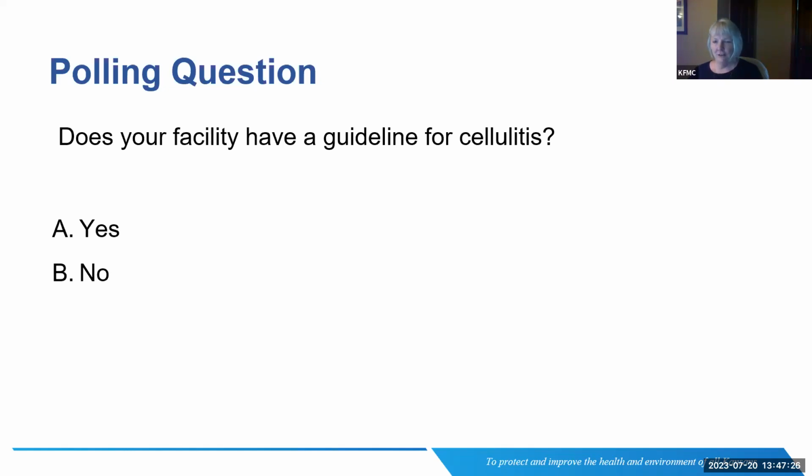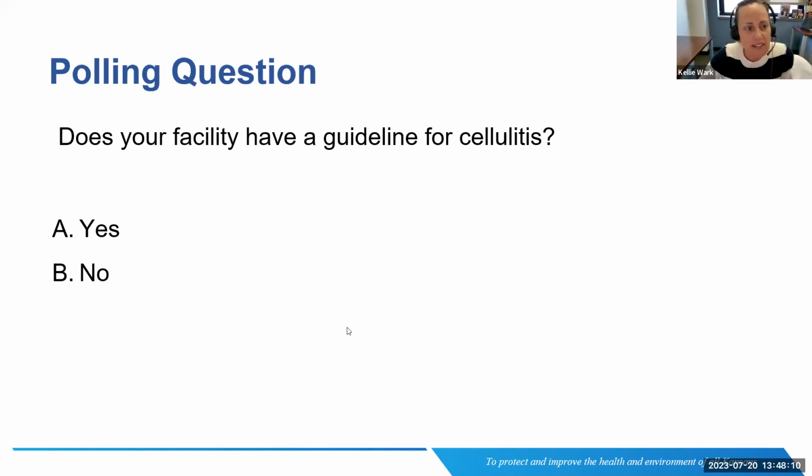We have 62 out of 83 attendees who are answering the poll. There's still a few coming in. 65, 66. So it looks like we had 22 out of 67 say yes, 40 of 67 say no, and 5 are not sure. So that's pretty helpful.